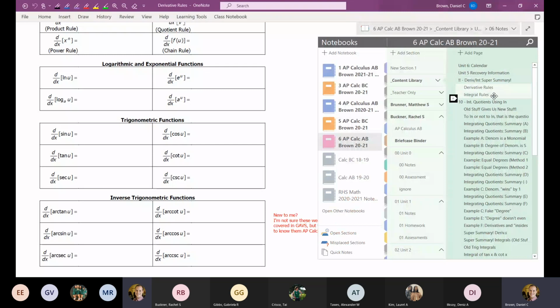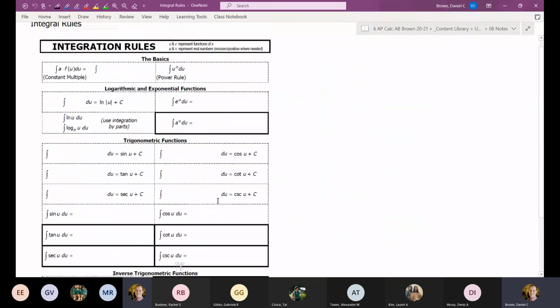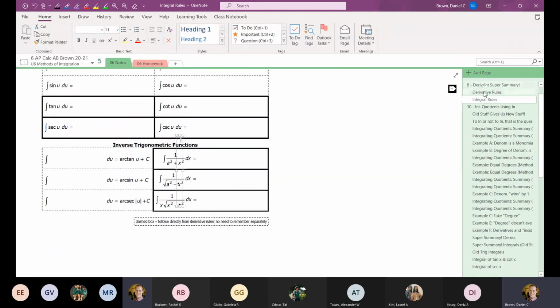And then there's a second page with a bunch of integral rules, some that you know, some that you don't. Those are basically all the rules you'll eventually have to have memorized. There's no formula sheet on the AP exam, so you need to have all the derivative rules and all the antiderivative rules memorized. I wanted to remind you it was there, to fill that out on your own.